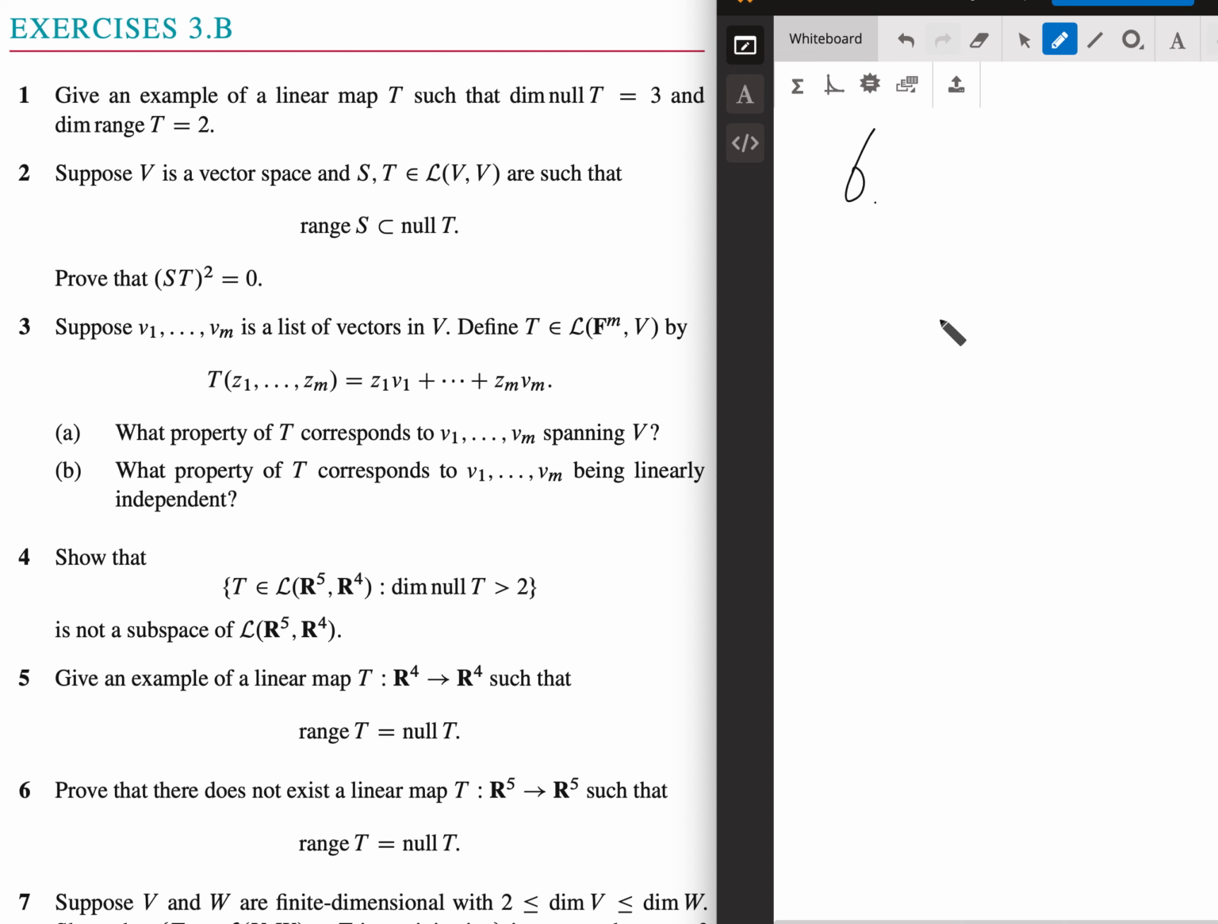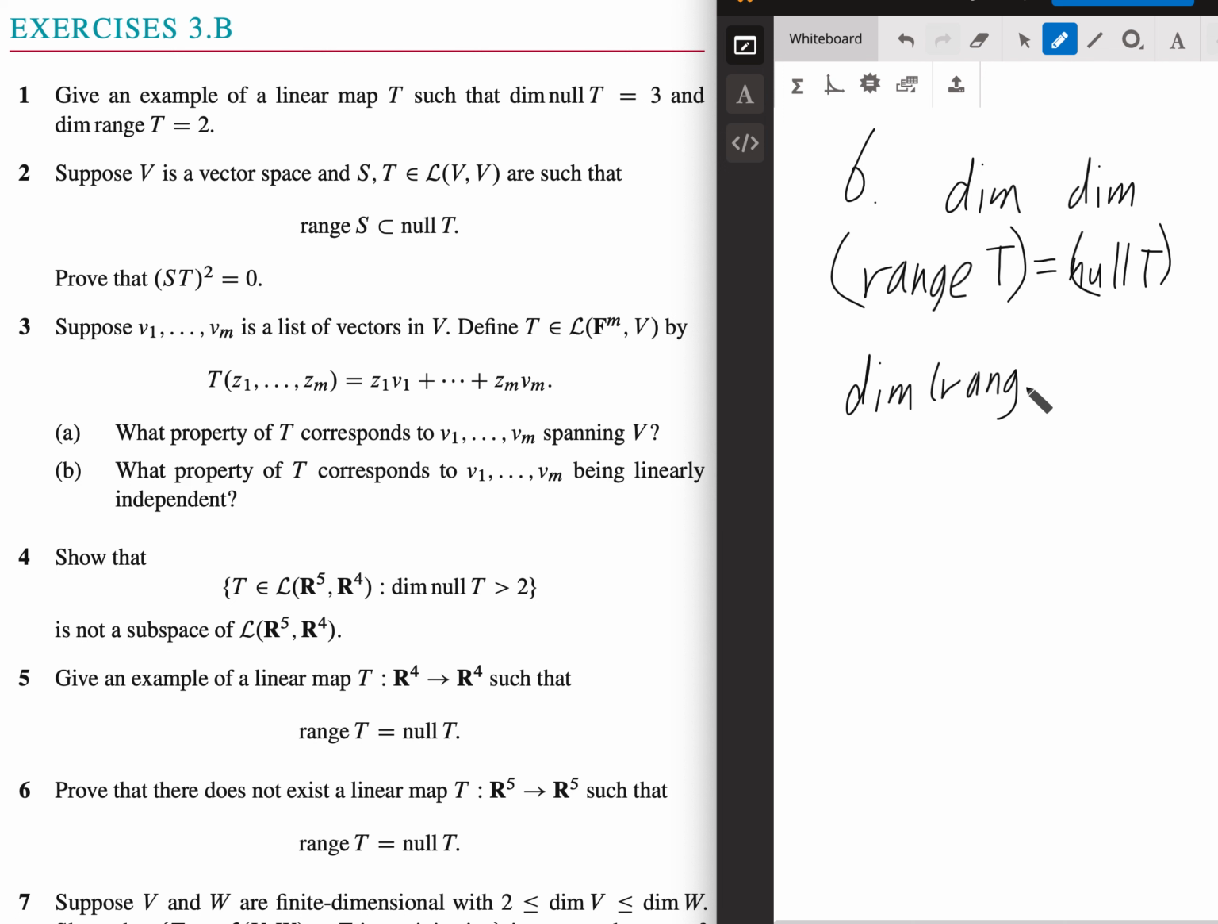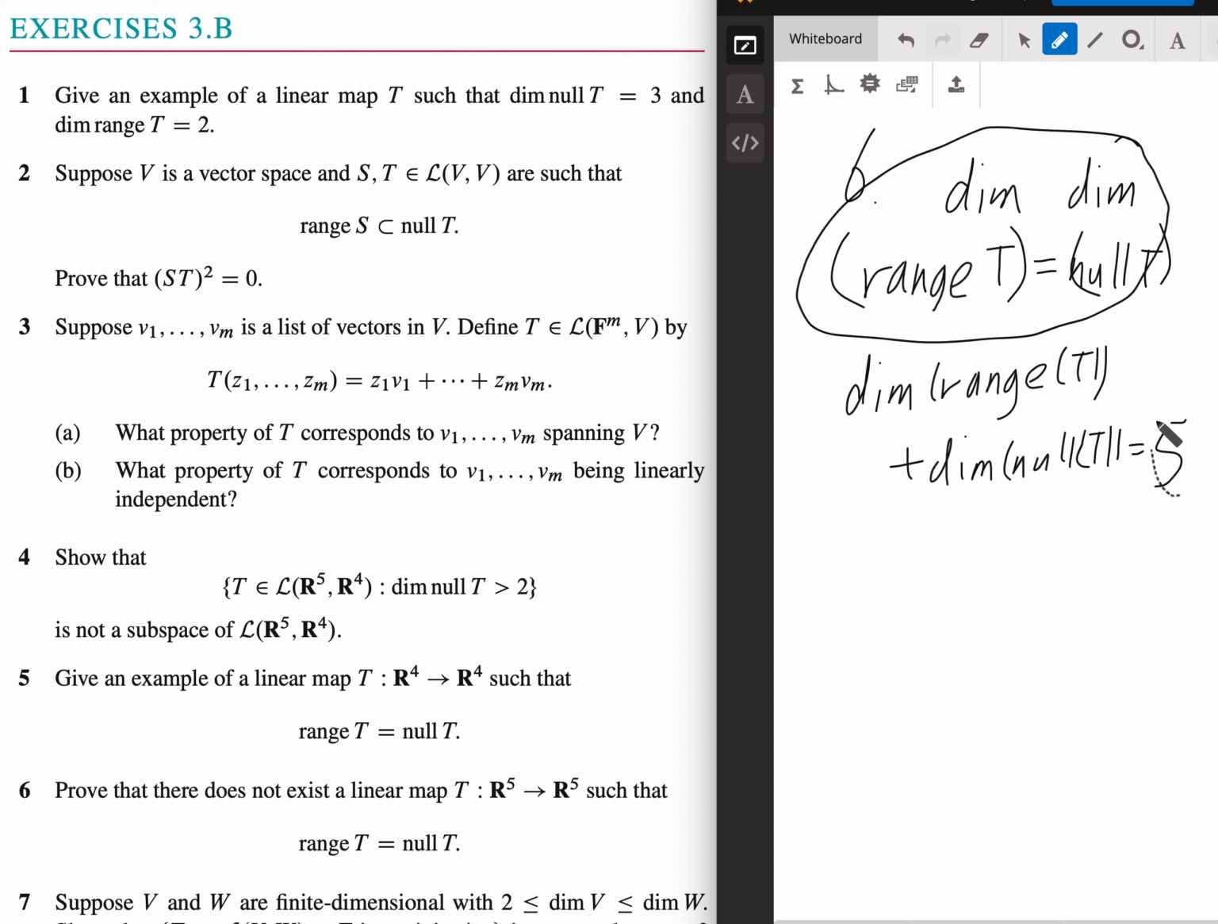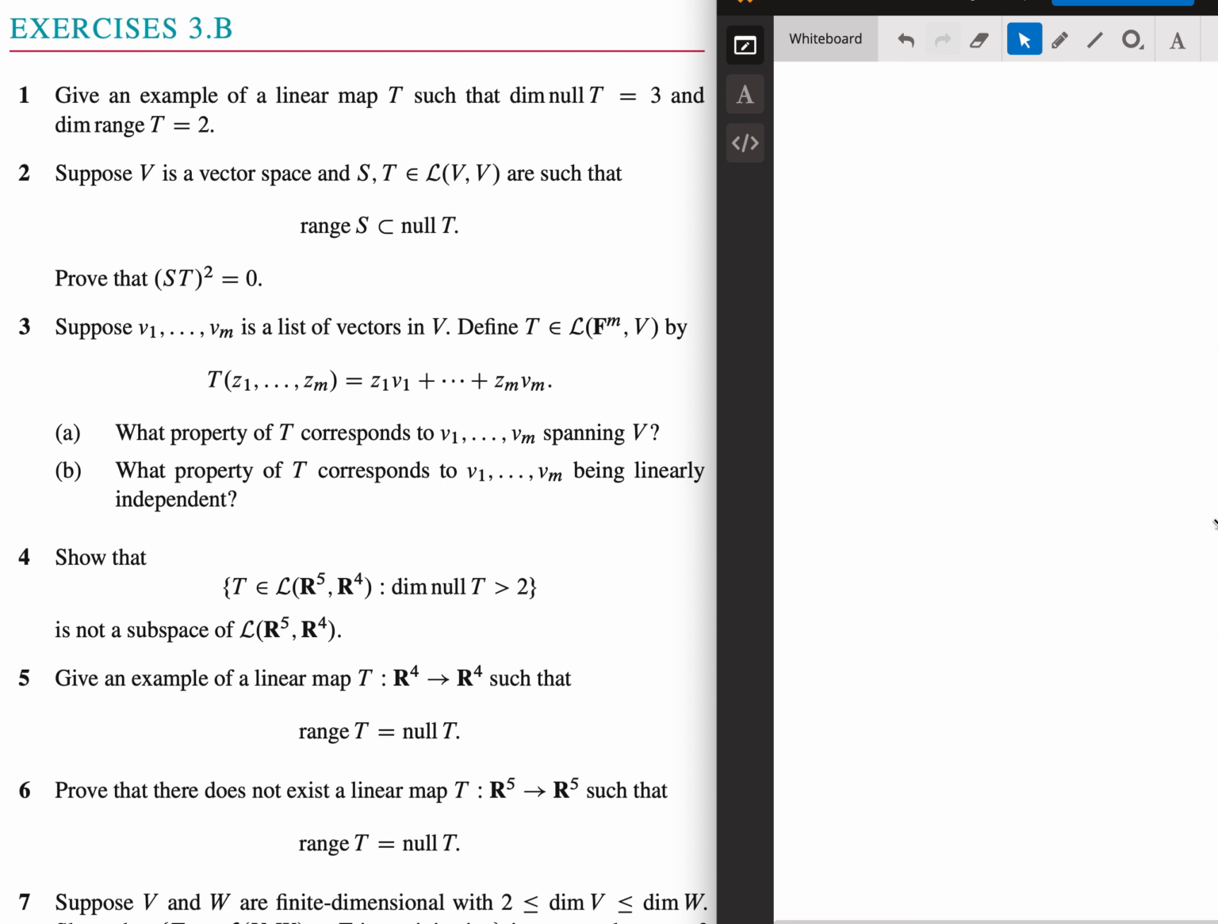Prove there does not exist a linear map from R5 to R5 such that the range is equal to the null space. So first, for them to be equal, they have to have the same dimension, which in this case, by the fundamental theorem of linear maps, the sum of their dimensions will add up to 5. But also maintaining the fact that they're equal, this is impossible because 5 is an odd number, so you can't break it up into two of the same number. You get 2 plus 3 or something like that. So in fact, it's impossible.